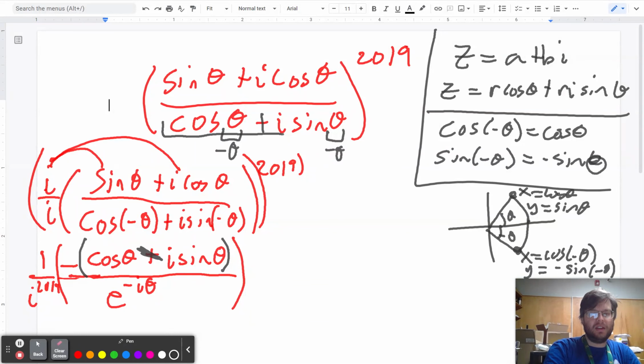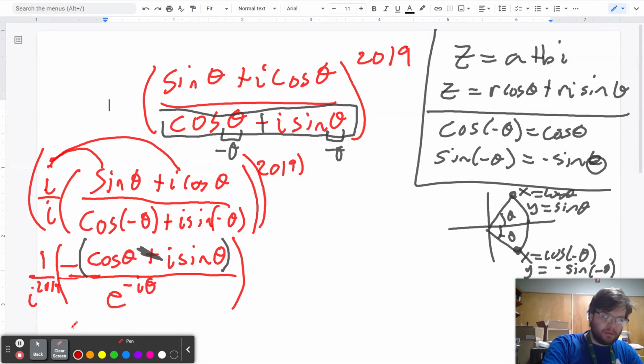See how the denominator of the original problem was cosine theta minus i sine. That's what I turned the top into. So now here's what we got. That was raised to the 2019. So I pulled out a 1 over i to the 2019. I have a negative here to the 2019, so I can make that negative 1 to the 2019 on top.